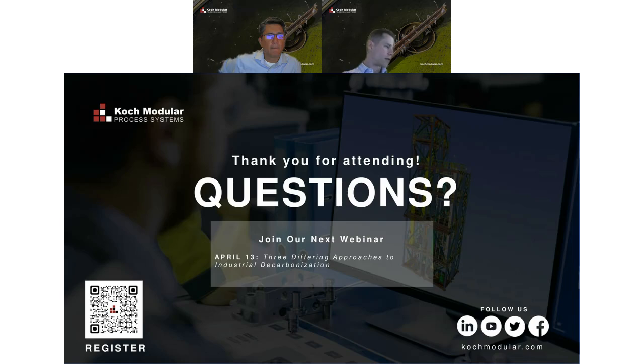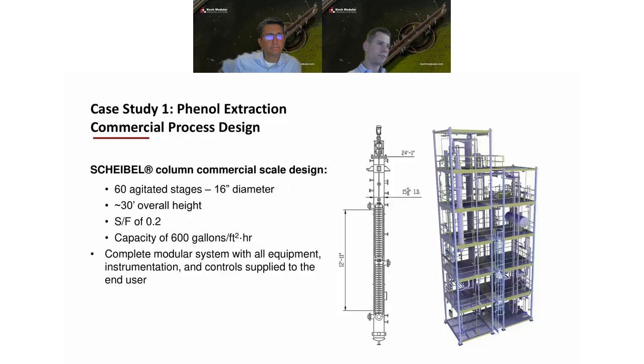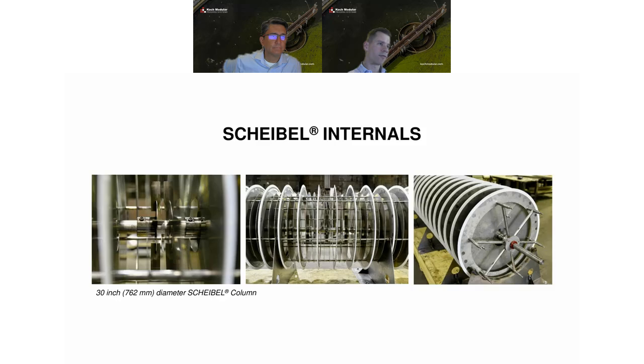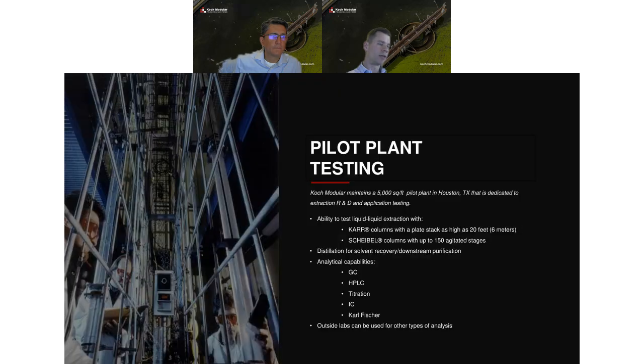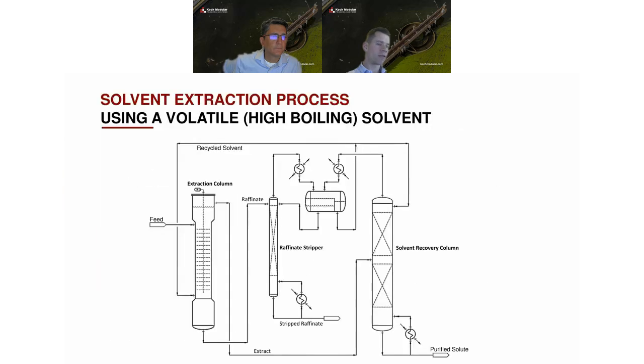I would say greater than 99% typically, because kind of going back to this earlier slide, for economical reasons, you want to recover as much solvent as possible, but usually there's going to be product specifications on the stripped raffinate stream leaving the process, and also the purified solute stream.